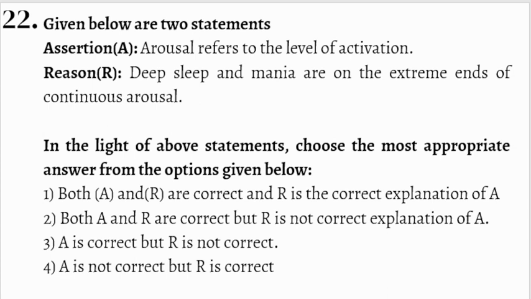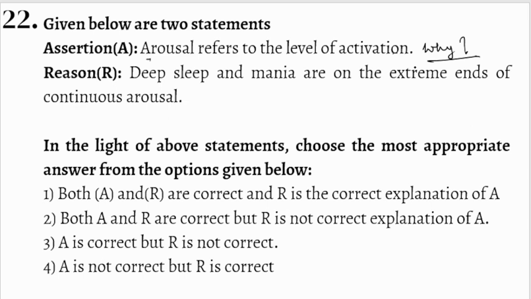Okay, some are saying 2, some are saying 3. Let us read the question. The question says that arousal refers to the level of activation. In an assertion reason question, always make this a point that the reason should be explaining the assertion, such as in the NCERT curve question, where it was explaining why it never touches the x-axis. Similarly, let us read and see whether the R explains our assertion or not.